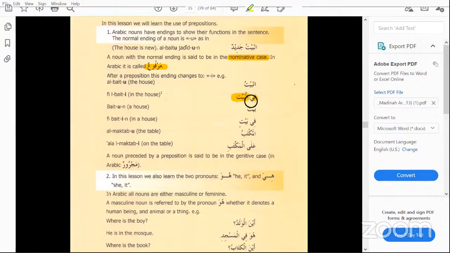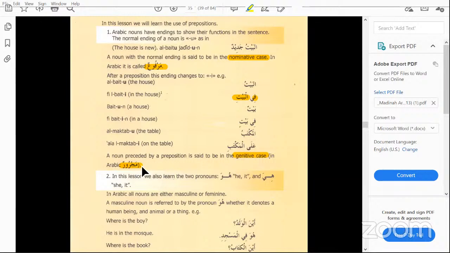What happens to the word which comes after it? It changes. It doesn't have a dhamma anymore. It has a zir, which is kasra. Kasra in Arabic and zir in Urdu. In Arabic this is called the genitive case. So when a noun receives a kasra, it's called majroor. So that's the term.